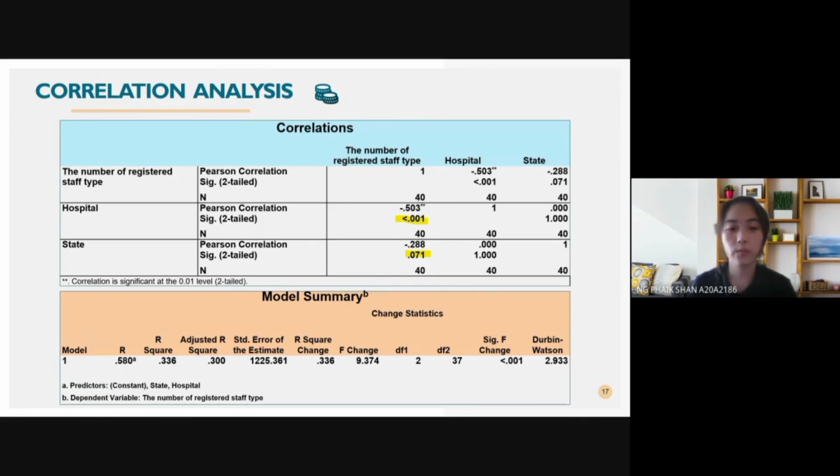The next table is the model summary. The R-square value is 0.336, which means that 33.6% of the variation in the number of registered staff type can be explained by state and hospital. The Durbin-Watson statistic of 2.933 is not too far from 2. The Durbin-Watson statistic is used to test for the presence of serial correlation among the residuals. If the Durbin-Watson statistic is approximately 2, it indicates no serious correlation.